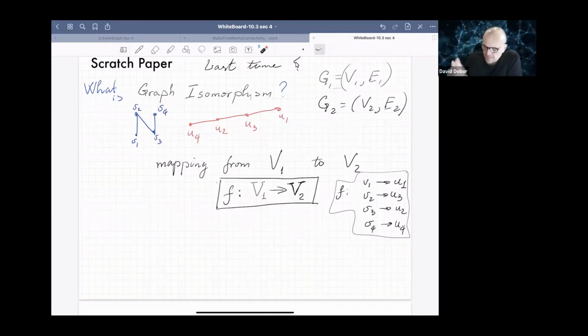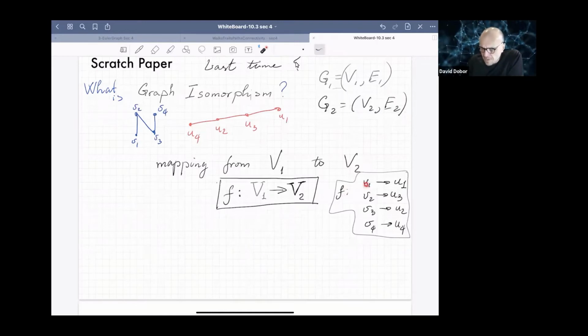Under this mapping, and this is an if and only if statement, if two vertices are neighbors in graph G1, they must map to two vertices that are also neighbors in graph G2. And moreover, the converse is also true. If they're not neighbors in graph G1, then their images must not be neighbors in graph G2. So this is the condition that needs to be met. For example, this bijection that you gave is an isomorphism, not simply a bijection.